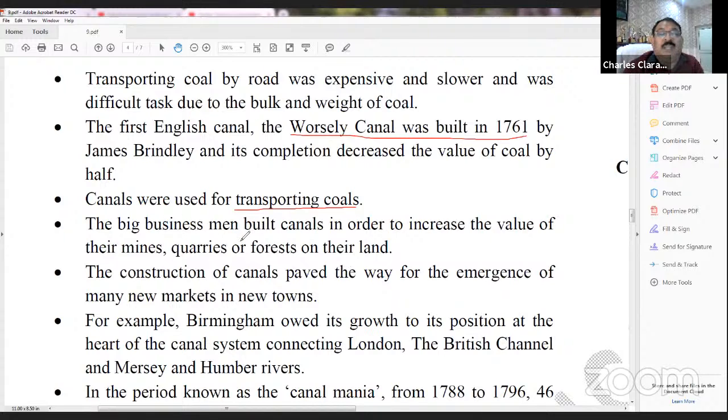Big businessmen built canals in order to increase the value of their mines, quarries, and forest. So now businessmen began to build canals. Why did they build canals? So that the value of their mines, quarries, and forest land increased. Naturally, if you have a house next to a marketplace, or in the center where all commodities are available, the value of your house increases. In the same way, if your mine is well connected, people will buy it at a higher price.